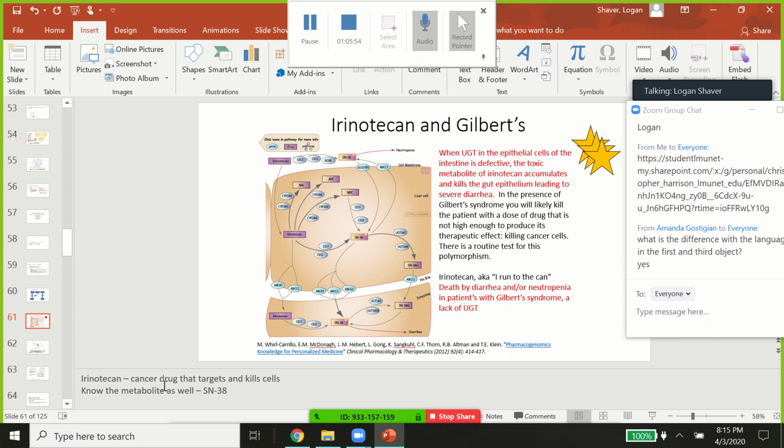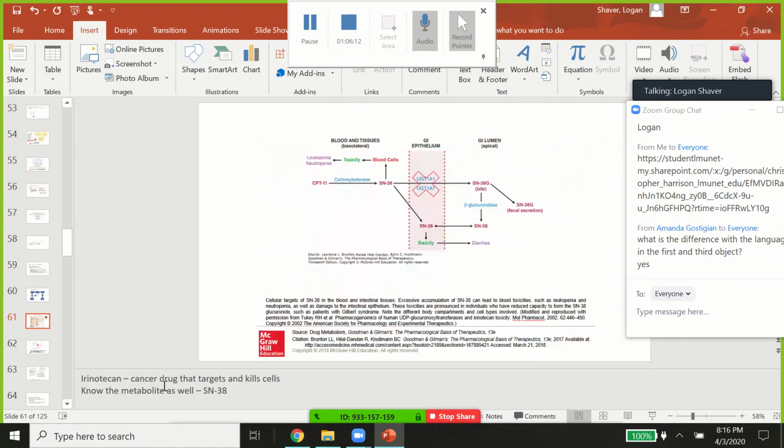I would also know, it says it on the next slide anyway, but I'll just tell you ahead of time, I would definitely know the metabolite in question. So I would know SN38. That's the metabolite for that. And she does mention it on the next slide, so I'll go ahead and get to that.